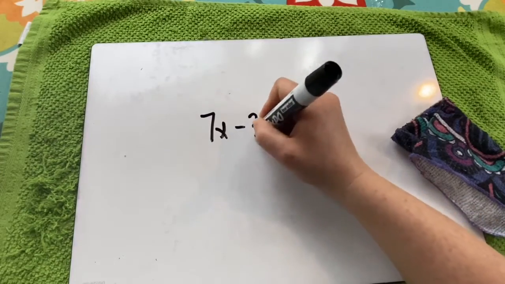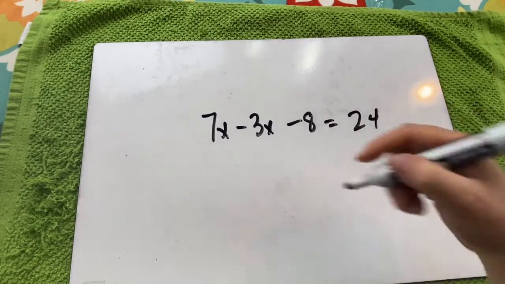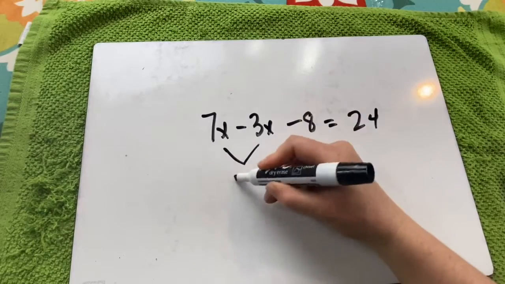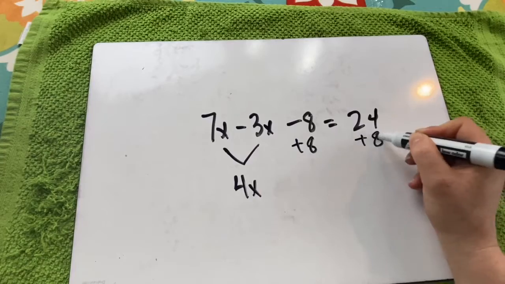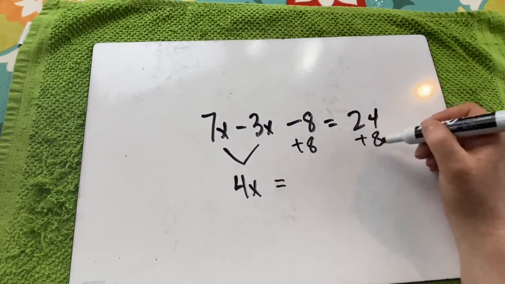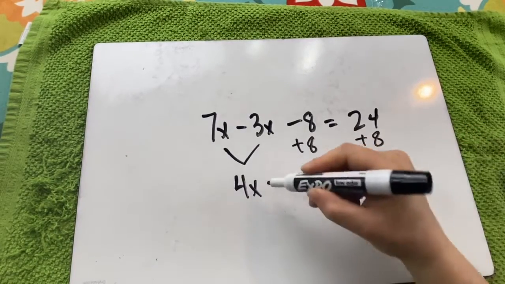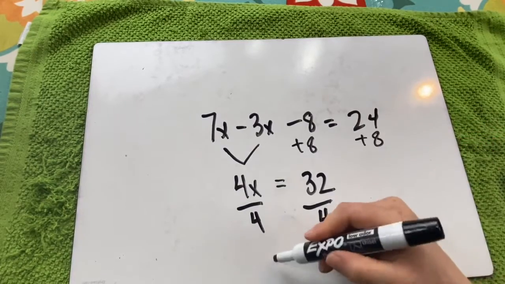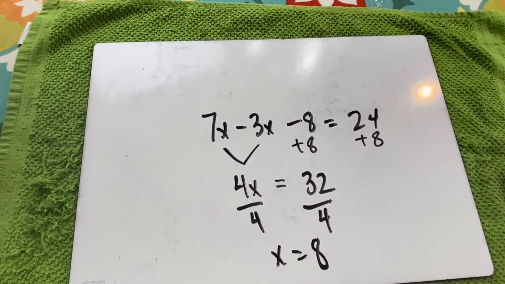7x minus 3x minus 8 equals 24. So you have two options. You can get rid of this 8 first or combine these two. I'm going to combine these two. So this will be 4x. And then I'm going to plus 8 to get this to equal over here. So 24 plus 8 is 32, right? And then you have to divide by 4, divide by 4. So then we have x equals 8. Does that make sense? Okay.